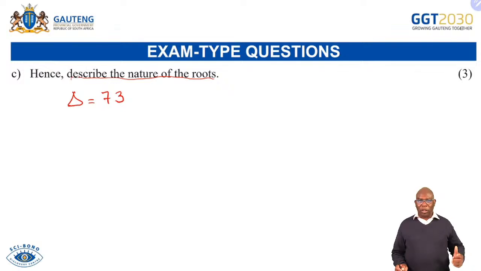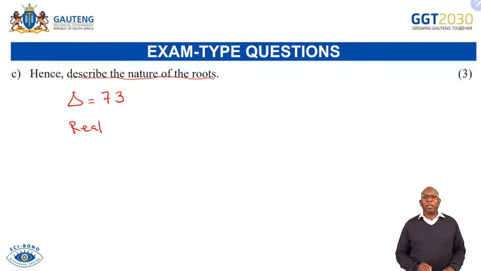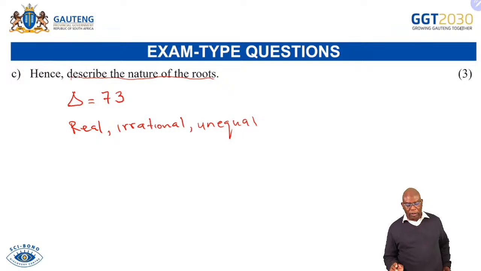So you go to your table and check. Is 73 equal to 0? No. Is 73 greater than 0? Yes. Is 73 a perfect square? No. So therefore the roots are going to be real because it's a positive number. The roots, because it's not a perfect square, will be irrational. And if they're irrational, they're also unequal. That's what we need here.